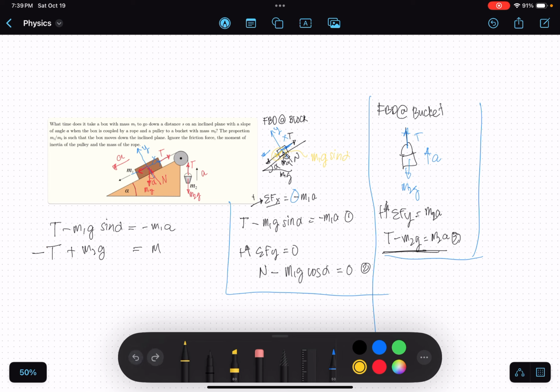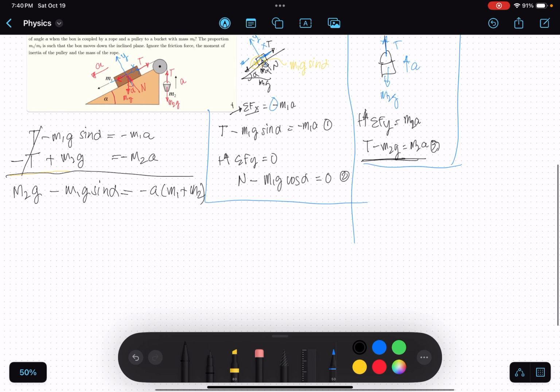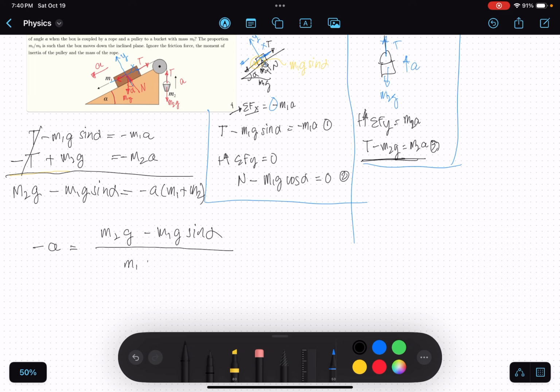Okay? So, ulitin ko lang, ha. So, what we'll do now is to add this. So, eto siya, makakancel na to. So, ang mangyari niyan, we have M2G minus M1G sin alpha equals negative A times M1 plus M2. So, akyat natin, negative A equals M2G minus M1G sin alpha over M1 plus M2.